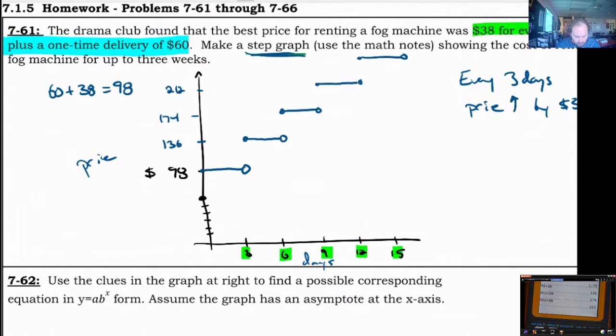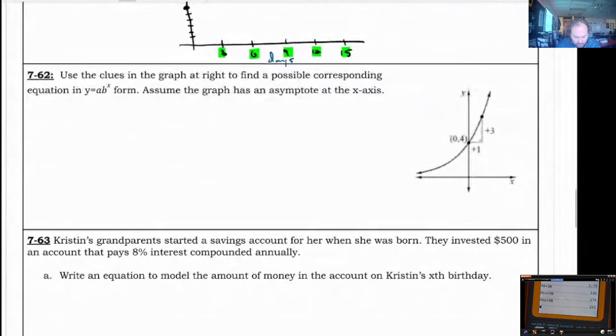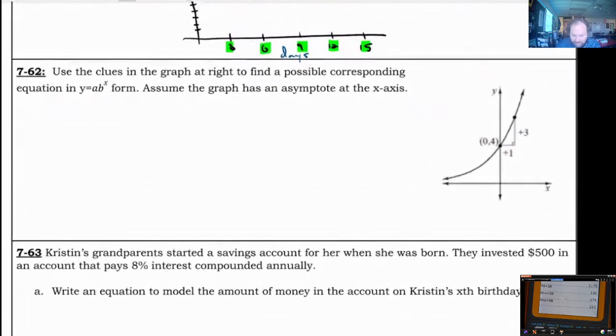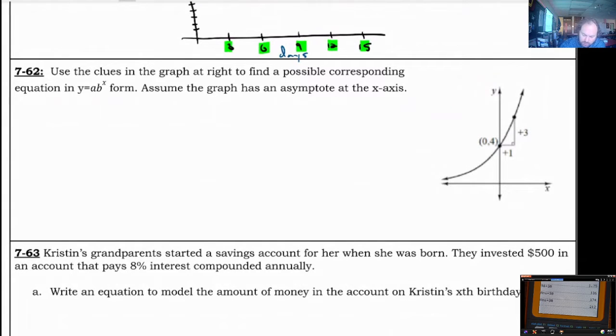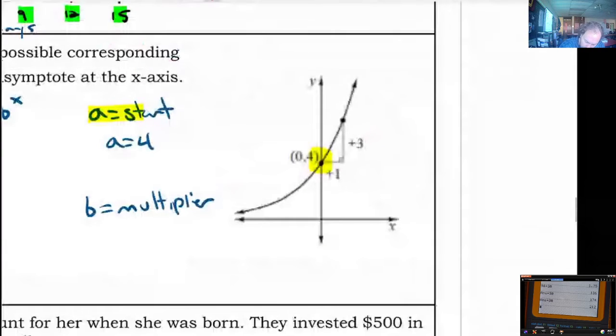Okay, 762. Use the clues in the graph at right to find the possible corresponding equation in a times b to the x form. This is exactly what we did today in class. So what you got to remember is that in y equals a times b to the x, a is going to be the starting value, or the y-intercept, and b is going to be the multiplier. So starting value is going to be the y-intercept, which is 4 in this problem.